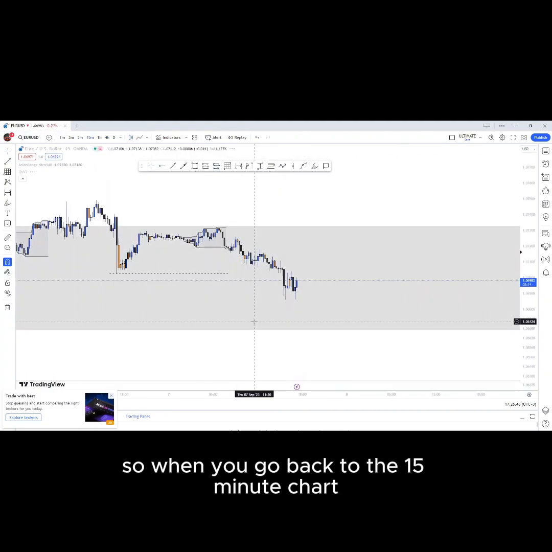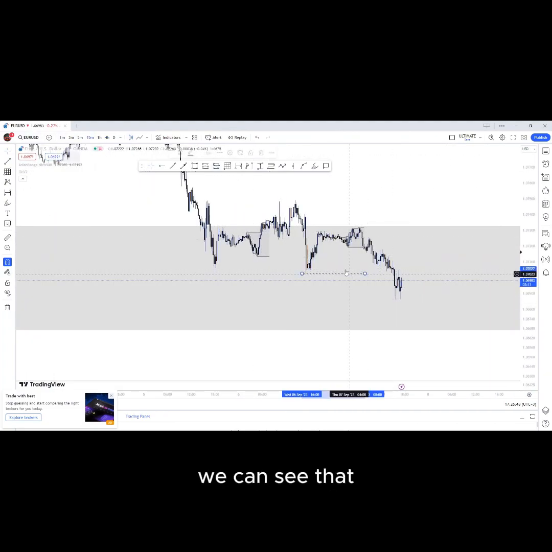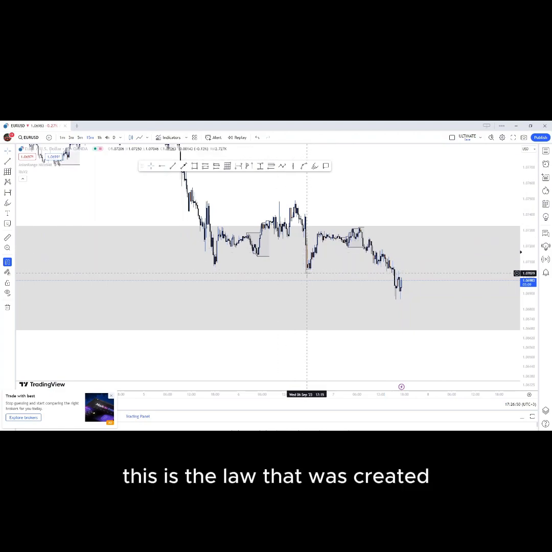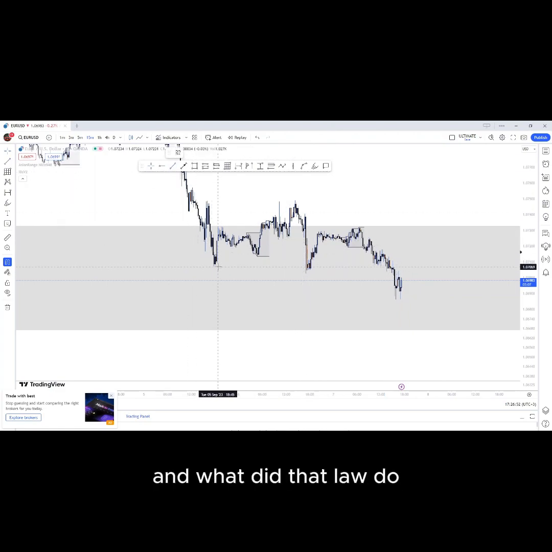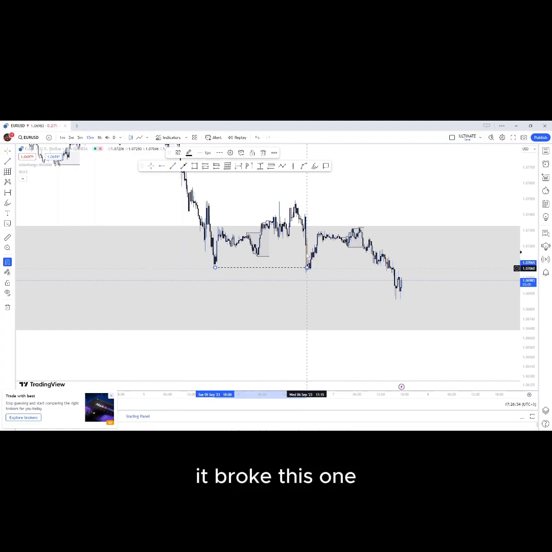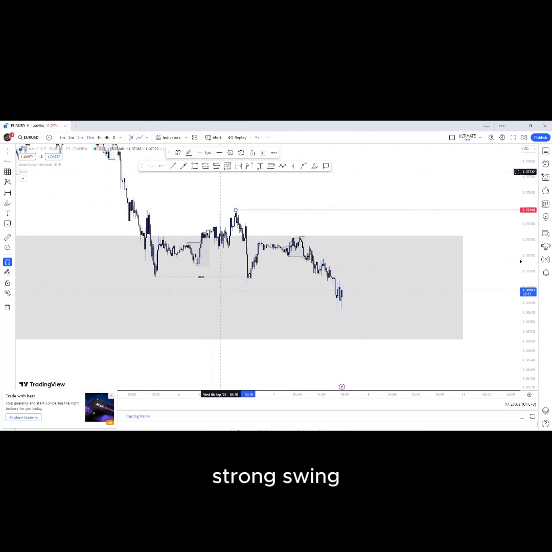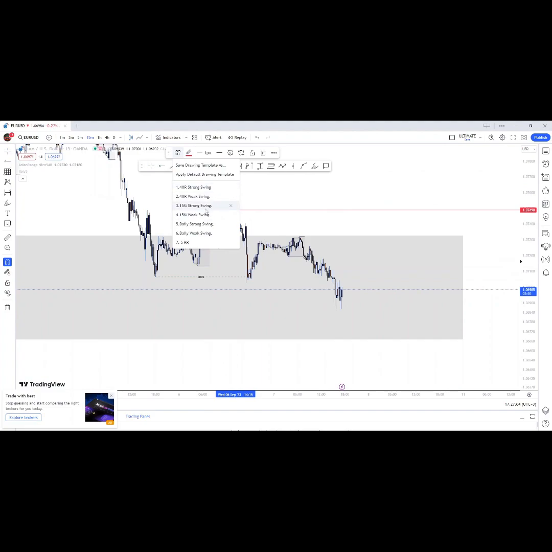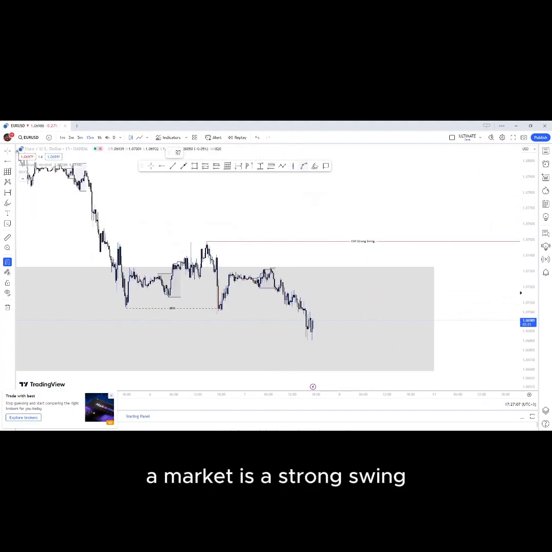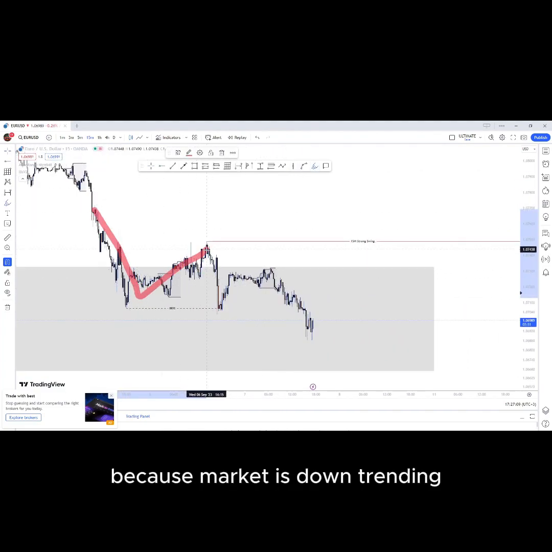So I closed it here and I saw, okay, it's creating a low that might be taken out. When you go back to the 15-minute chart, we can see this is the low that was created. And what did that low do? It broke this low. And we look for the highest point, where I marked it as a strong swing.